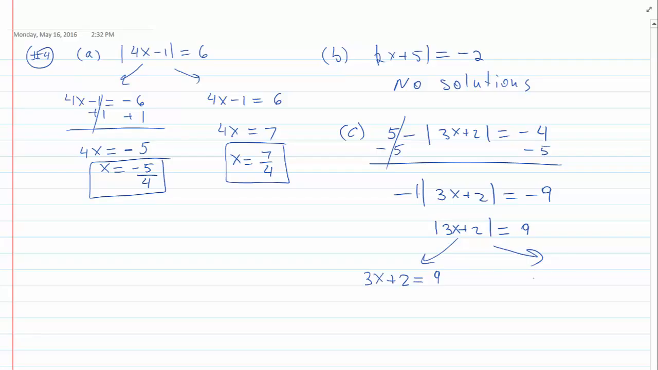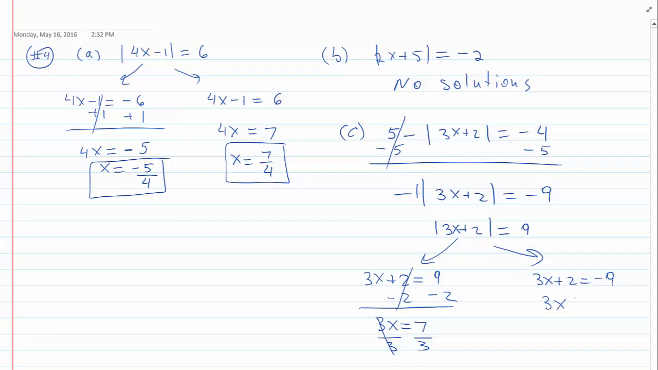And 3x plus 2 will be equal to negative 9. All right, so now let's get x by itself. Minus 2 on both sides. So 3x equals 7, and then divided by 3, 7/3.